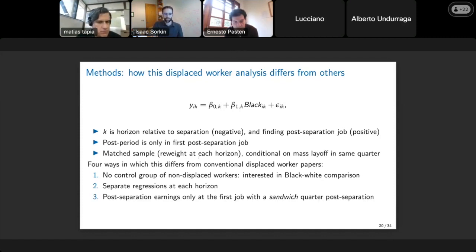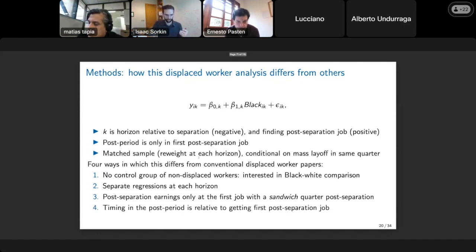The third thing is I'm going to be looking at post-separation earnings only at the first job with a sandwich quarter post-separation. So typically in displaced worker papers, you just look at all earnings following the job loss. Here, I want to look only at the first post-separation job because that's in some sense where the black and white workers have the same history. And so the labor market should be able to infer the same thing about them. Whereas if they've gotten one job, they lose it, they get another job, then the differences can reflect differences in labor market history that are harder to interpret.